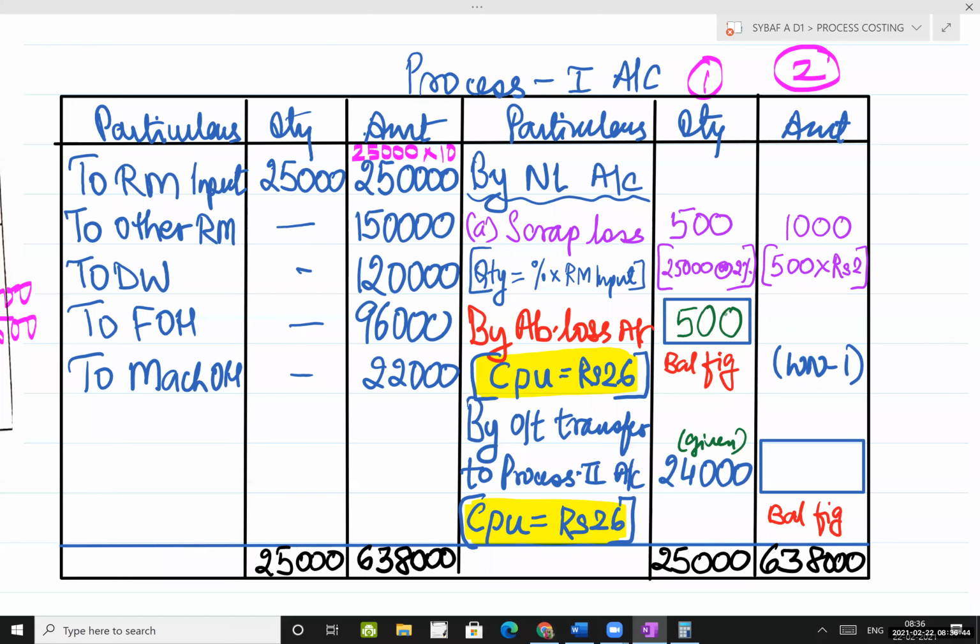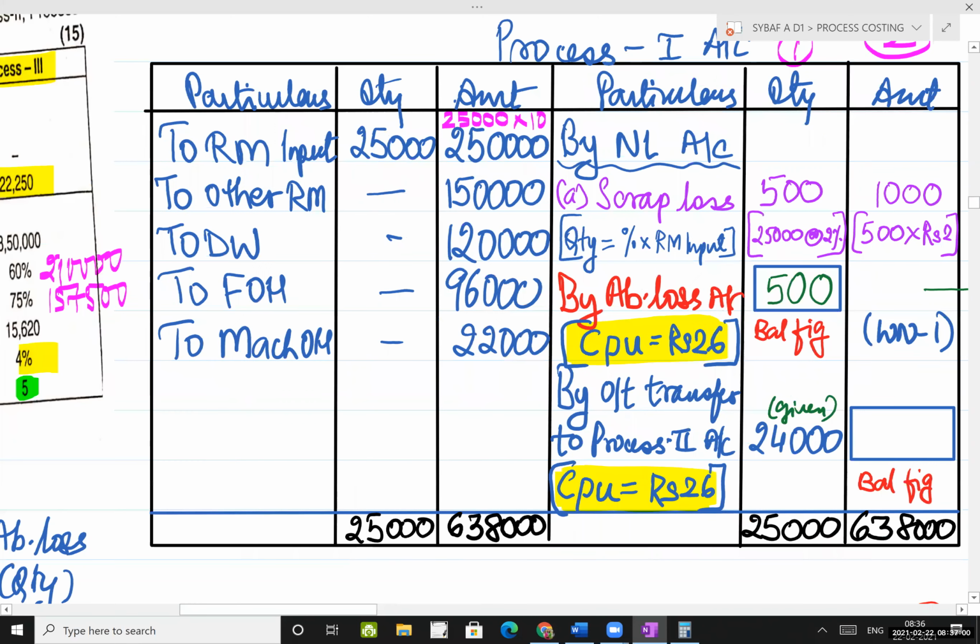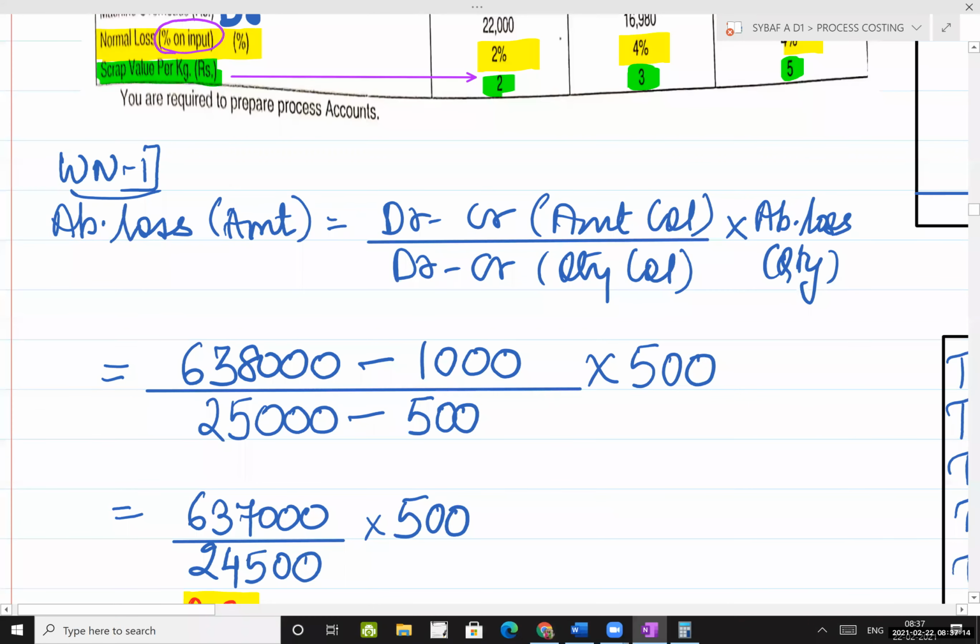Next, now we have to calculate abnormal loss in amount. How we will calculate? By using a formula. Okay. Now this formula, we'll make a working note and then solve the formula and then substitute the value. So let us calculate the formula. Where abnormal loss in amount is equal to debit minus credit of the amount column divided by debit minus credit of the quantity column multiplied with abnormal loss in quantity.